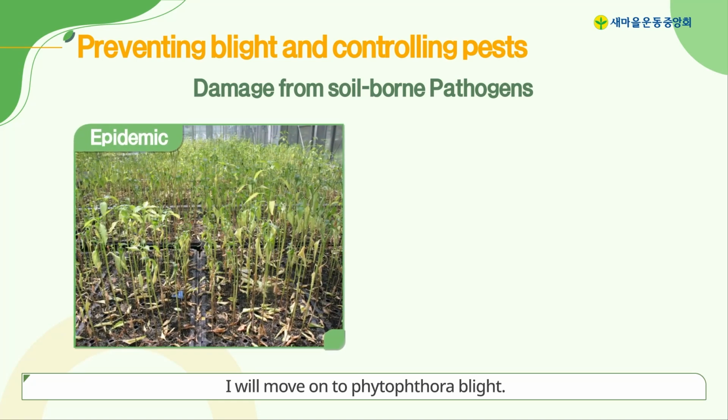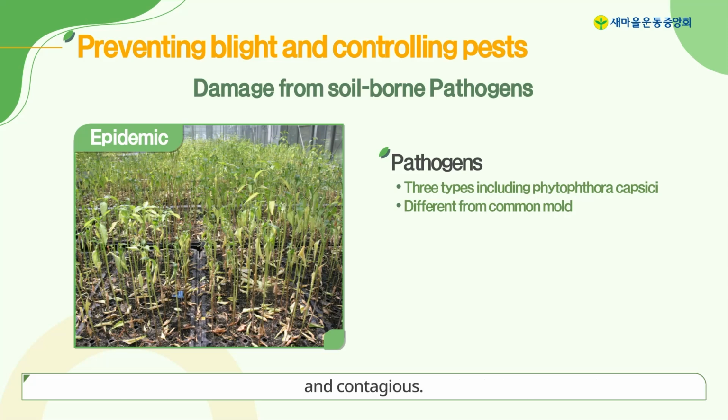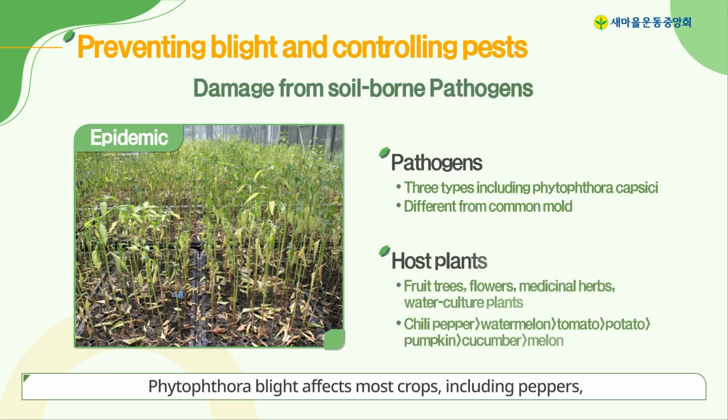I will move on to Phytophthora blight. Phytophthora blight is a disease that comes from Phytophthora capsici. The pathogen moves along in the water and is highly pathogenic and contagious. It is characterized by the fact that it spreads sideways along the water from a diseased plant. Phytophthora blight affects most crops, including peppers, watermelons, tomatoes, potatoes, pumpkins, cucumbers, melons, fruit trees, flowers, medicinal herbs, and aquaculture crops.